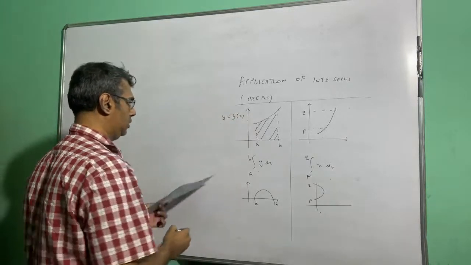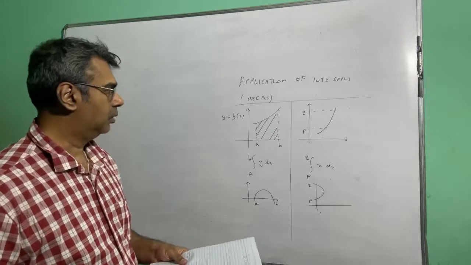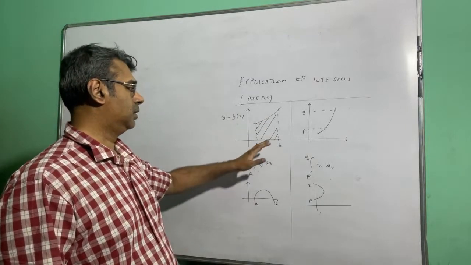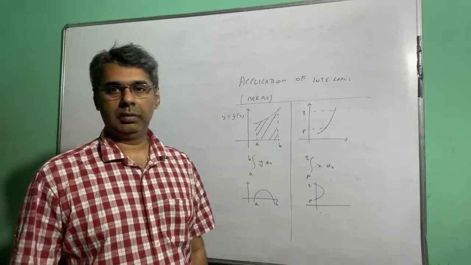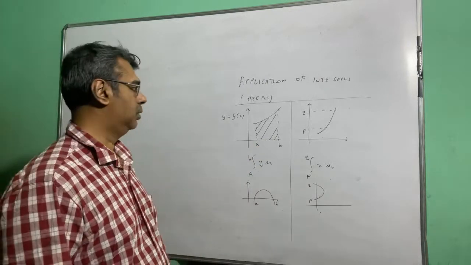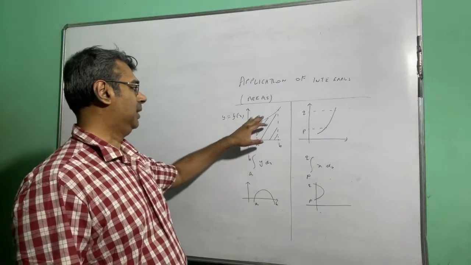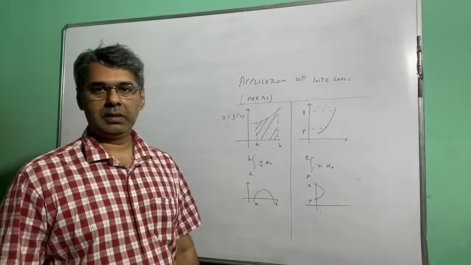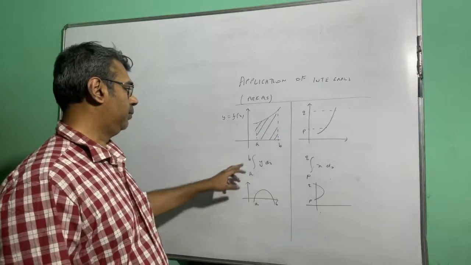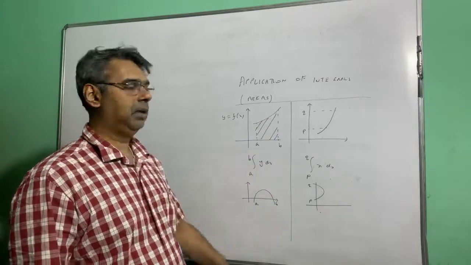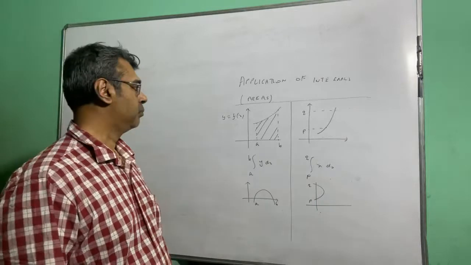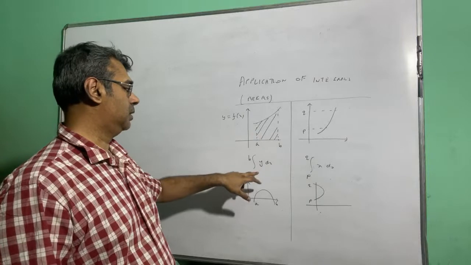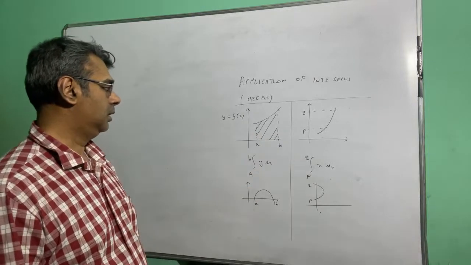function of x, so the area below the graph above the x-axis and between these two verticals x equal to a and x equal to b. So the area below the graph above the x-axis and between these two verticals x equal to a, x equal to b, this area is integral a to b y dx, right? So area below the graph above the x-axis between x equal to a and x equal to b is integral a to b y dx.